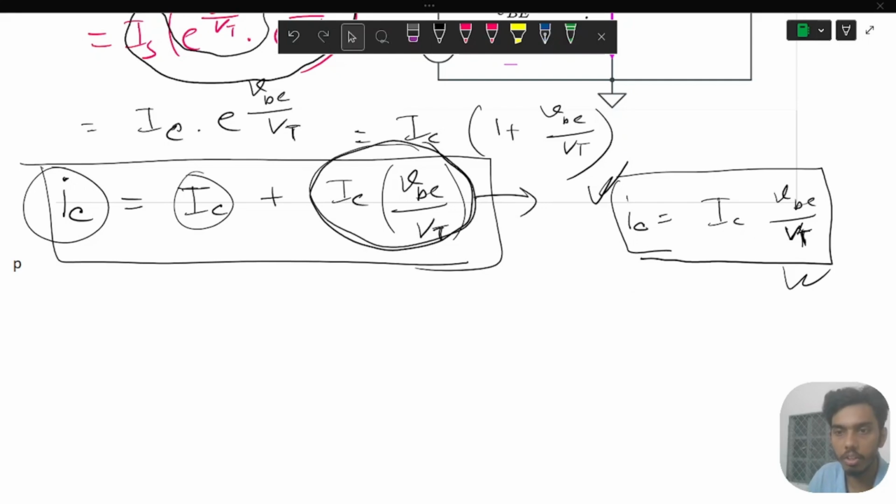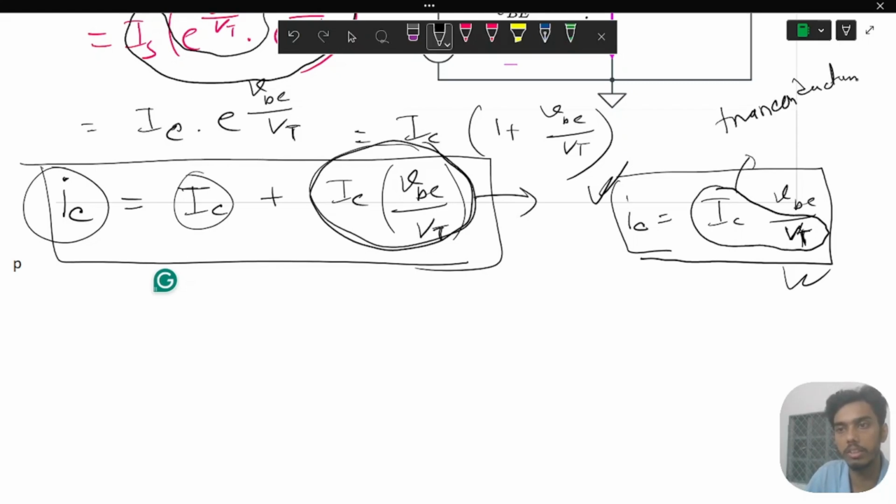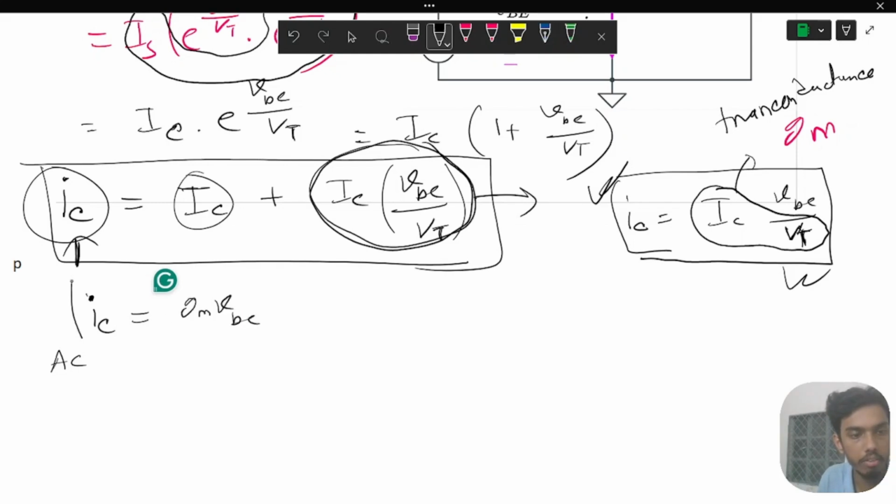If we look closely, we can see that I_C by V_T can be modeled as a transconductance gain, so we'll denote this term by g_m. Now if you write the equation of i_c, it will be i_c equals g_m v_be. Again, a reminder that this i_c is only the AC component of the total i_C. I think this is clear because we have already shown the equation in the first slide. So we have already found the collector current at AC analysis. Bingo, we have done something.